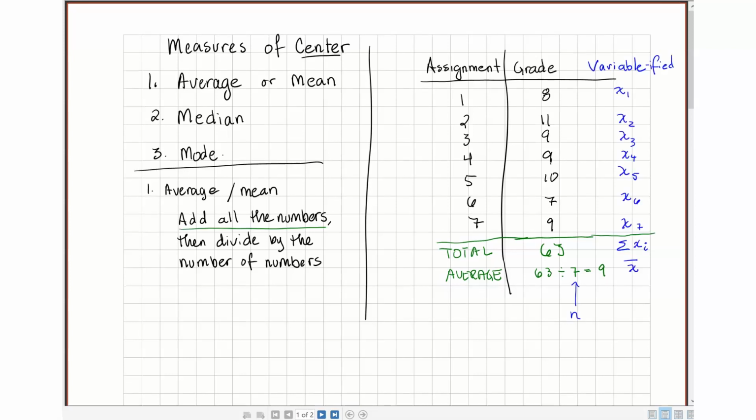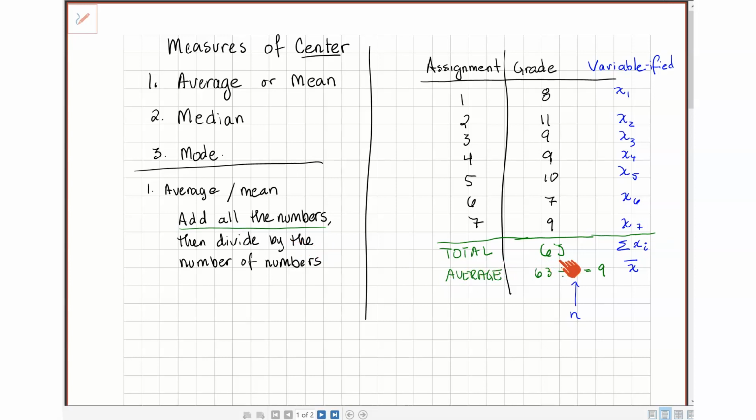Okay, so here in blue, what I've done is variabilified our data. The way that we represent the abstract idea of numbers in a data set is by using these x variables with subscripts, right? So in this case, we're talking about a set of 7 different possible values. If I didn't know what these grades were, I could refer to them as x1, x2, x3, and so on.